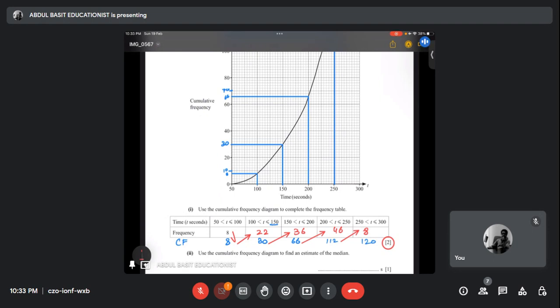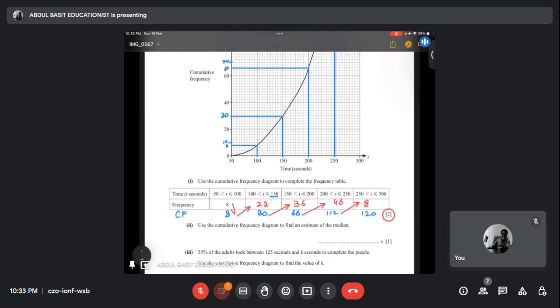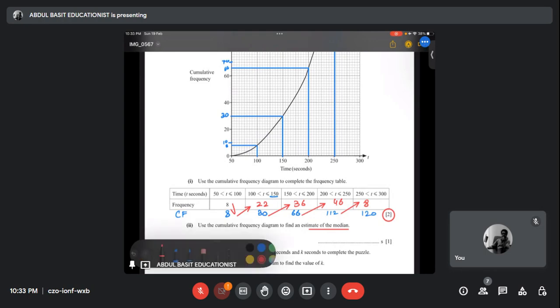Yes, sir. Okay, now they say estimate the median, and median is how much percent? Anyone? Please talk. Median is the middle value, and median is how much percent? That's what I asked. 50%. Very good. It's 50% of the data, and total data is 120. So it is the 60th value.